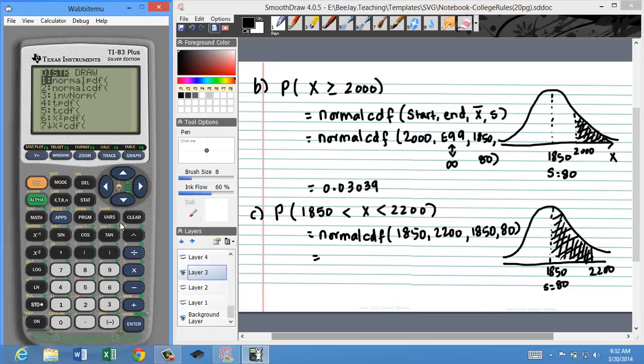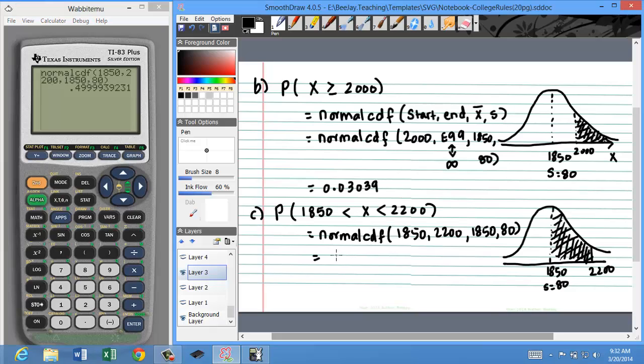Second distribution, number 2, 1850, 2200, 1850, 80. Press enter and the answer turns out to be 0.4999. So this would actually mean it's approximately a 50% chance that you will be able to maintain your weight.